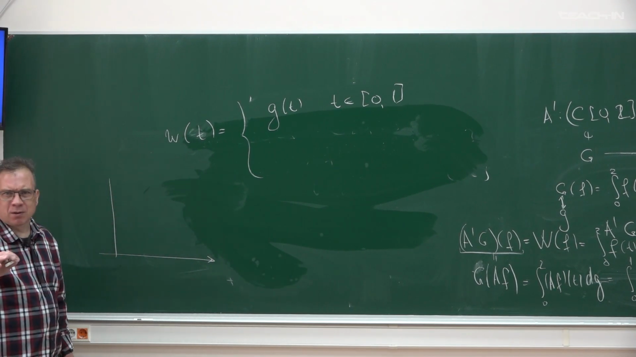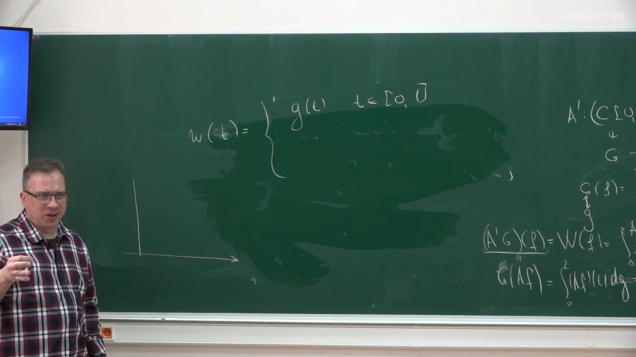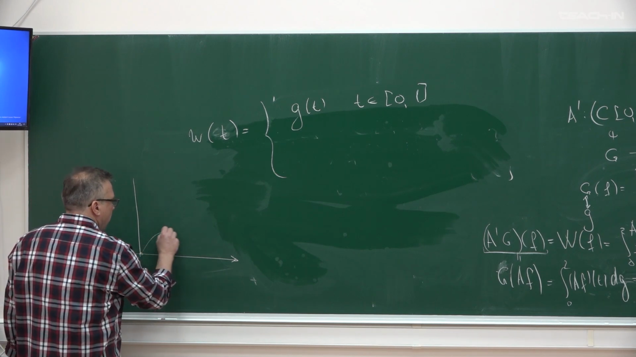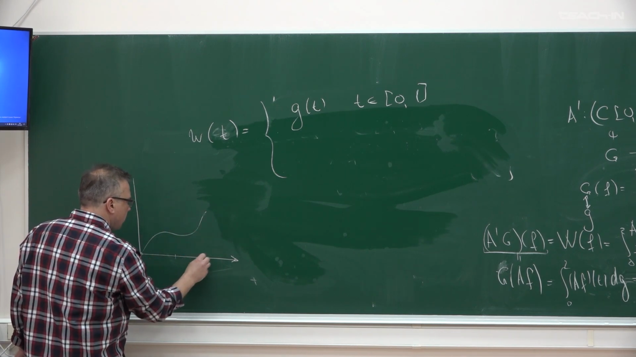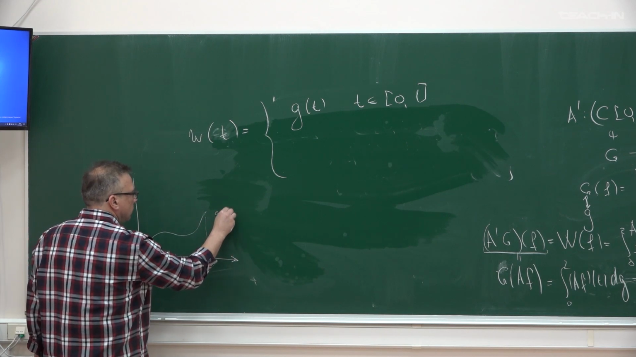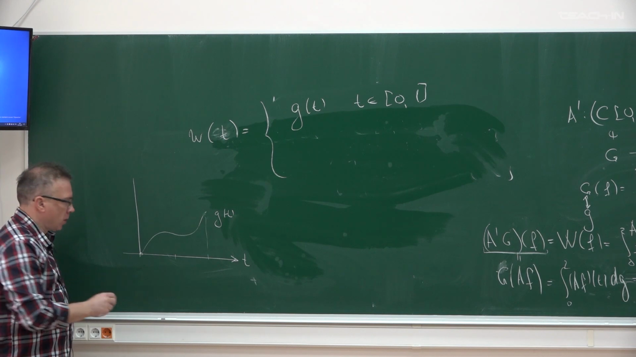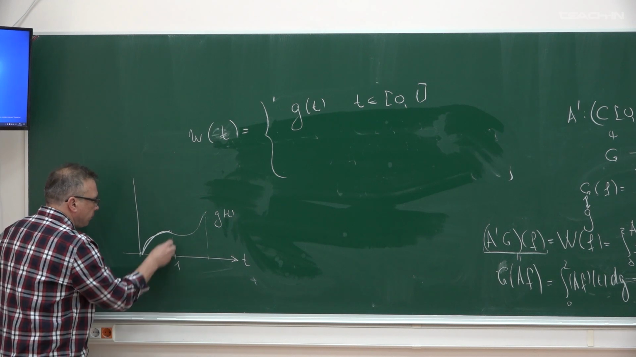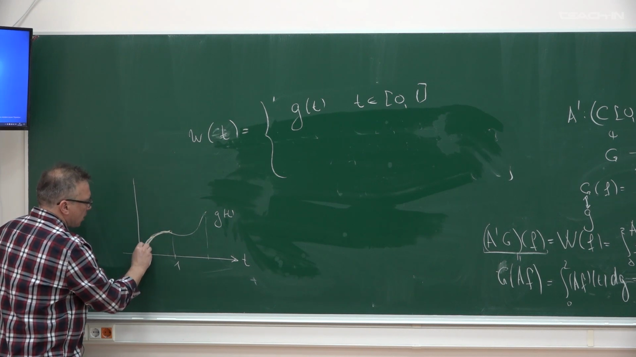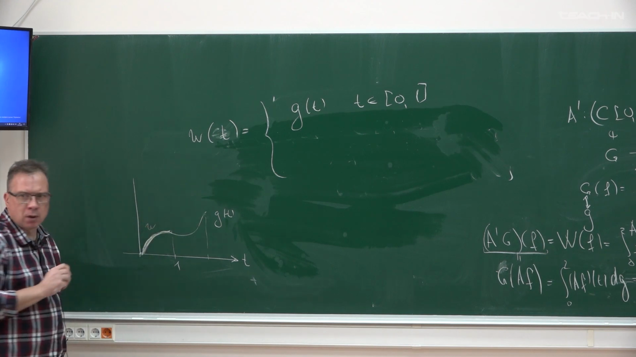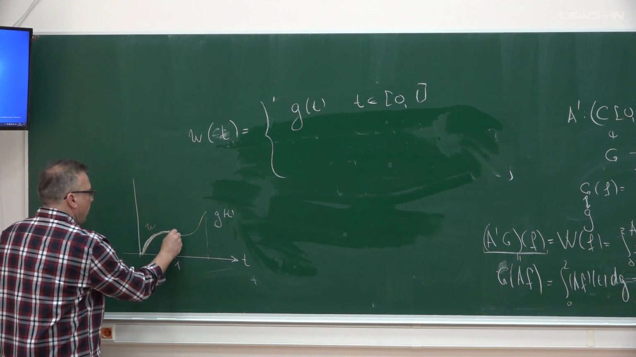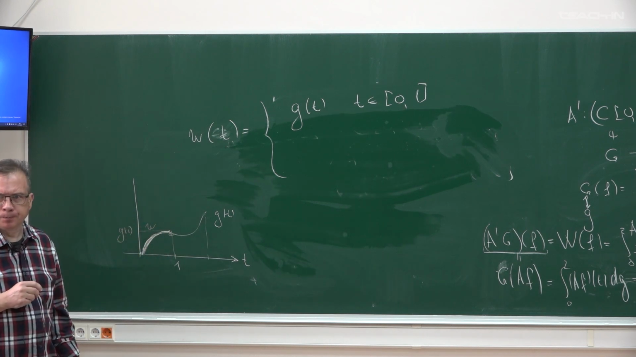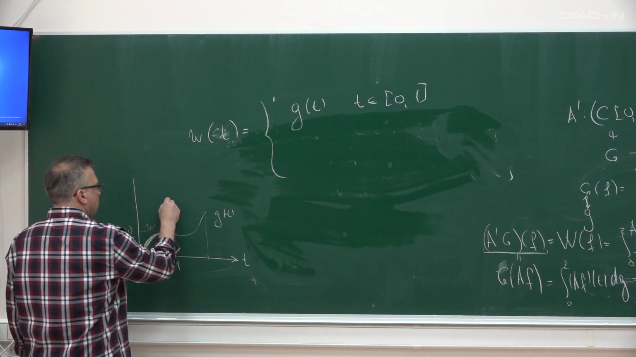For simplicity, I draw the continuous function, but we know that in BV it can be discontinuous. Let's say that this is function g. This is 1. So for this place, our function W is the same. Here the value is g of 1, yes?